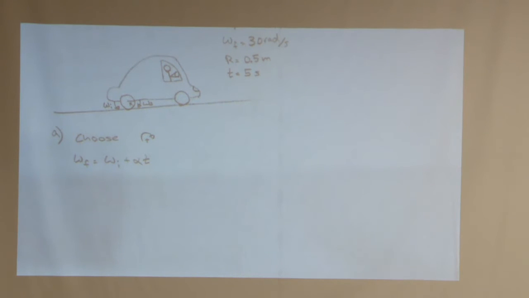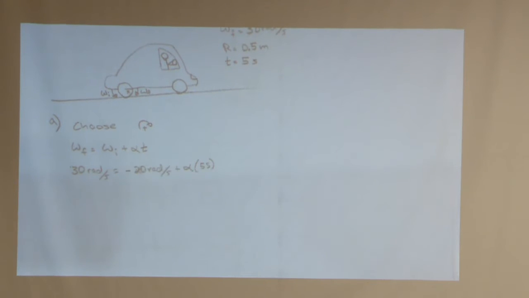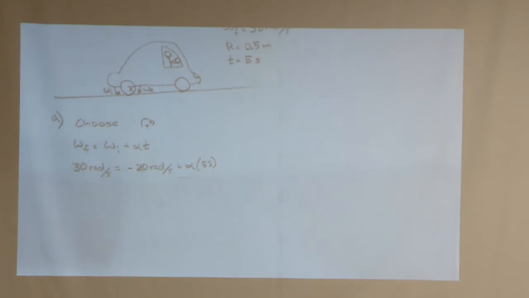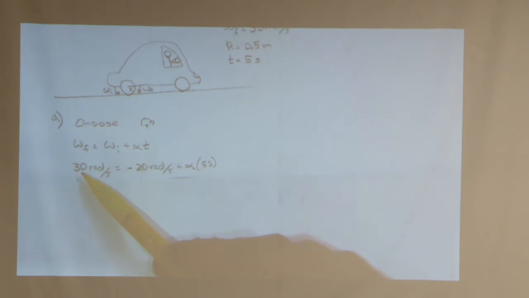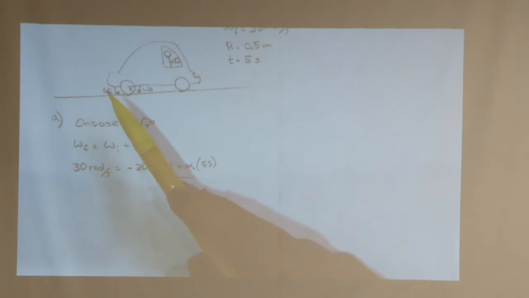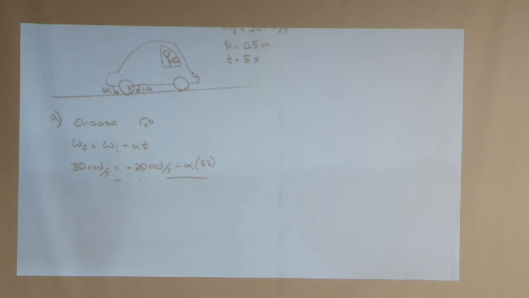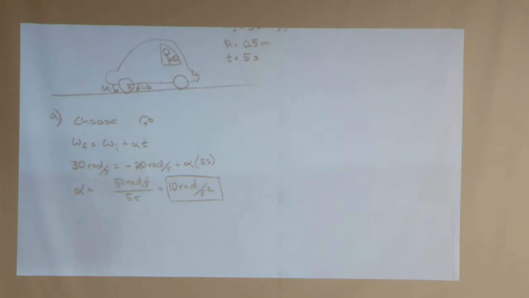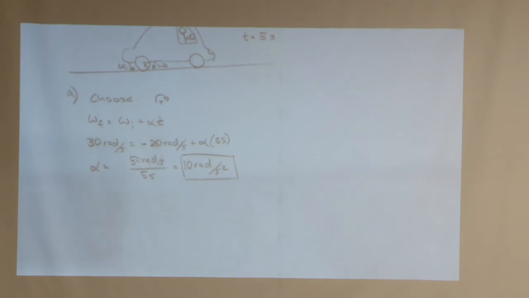So we're going to use omega f equals omega i plus alpha t. And then when we plug in our numbers, we have to be very careful with our signs because we have to associate it with how we chose the positive direction. So omega final is clockwise, so it's in the positive direction. So I'm going to put a positive value for omega f. Now omega i is in the opposite direction, so I need to put in a negative angular velocity there. So we just plug in our values, then we solve for alpha. We get alpha equals 10 radians per second squared.